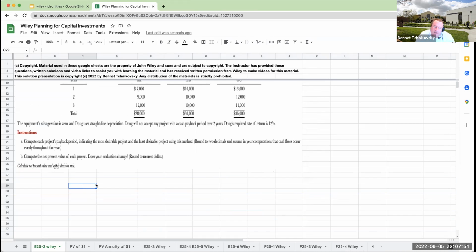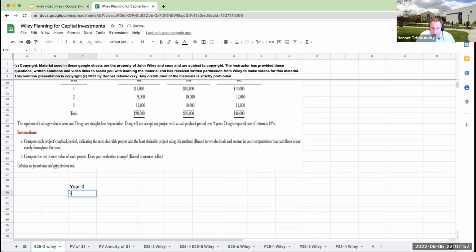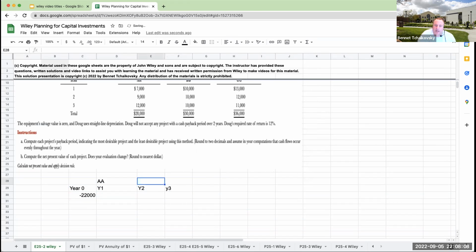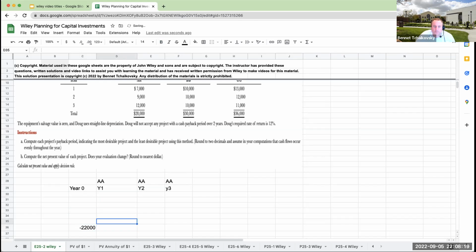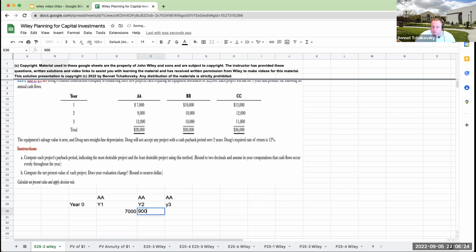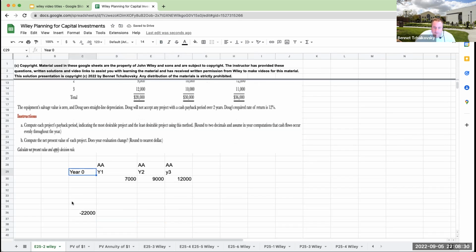Well, when we look at net present value, what becomes really important is in year 0, we know that we're outlaying $22,000. But we know over here for year 1, year 2, and year 3, for example, project AA has cash flows of, so basically AA for year 1 is 7,000, year 2 is 9,000, and then year 3 is 12,000, right? So this is how the cash flows.